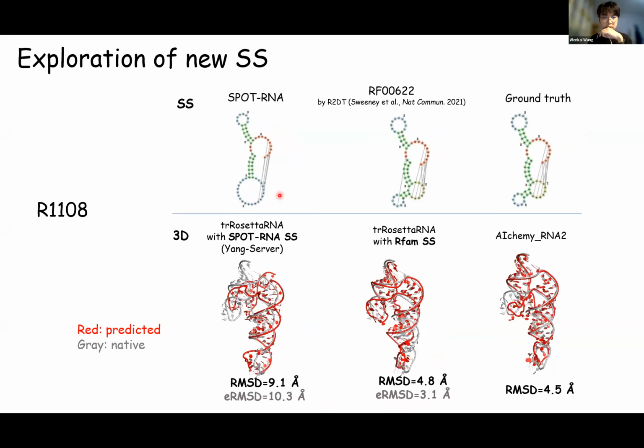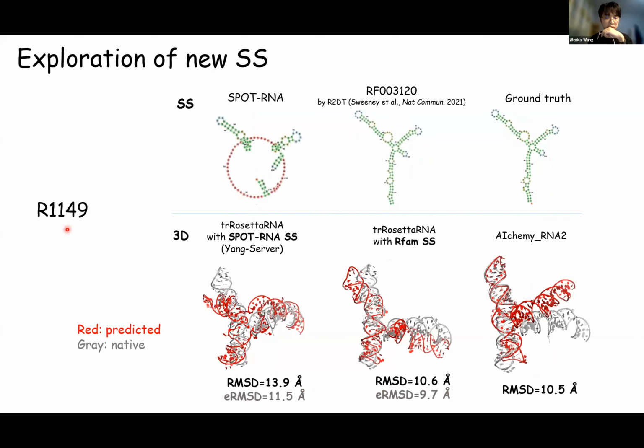A similar trend can also be observed from another target, R1108, which is also from Rfam 622. This helps drop the RMSD from 9 angstroms to 4.8 angstroms, and the EMSD also shows the same trend. For R1149 from Rfam 3120, we can also observe a similar comparison.